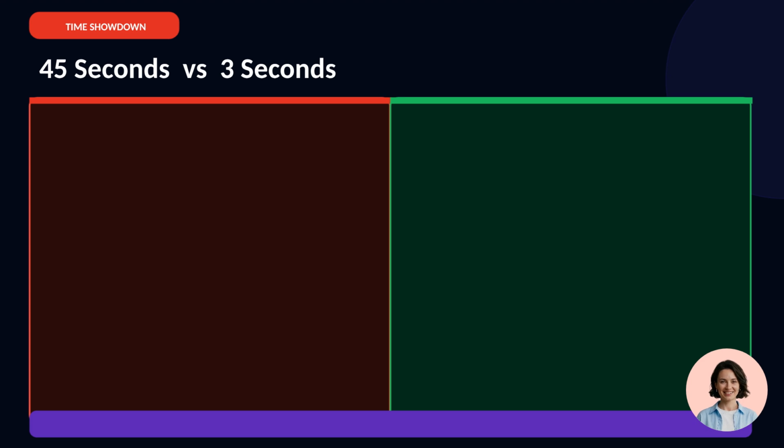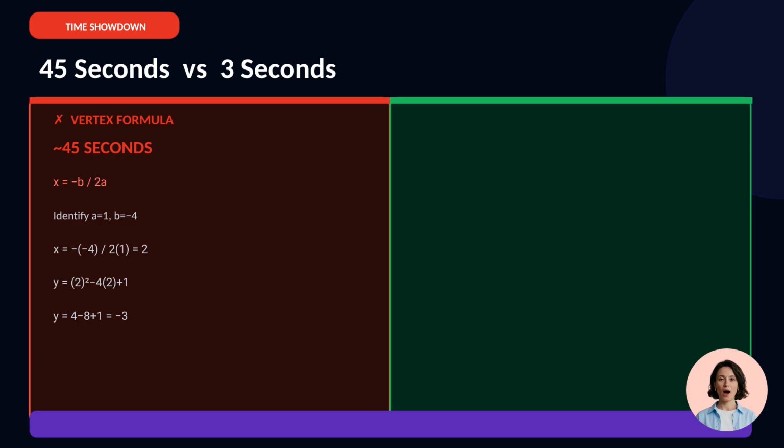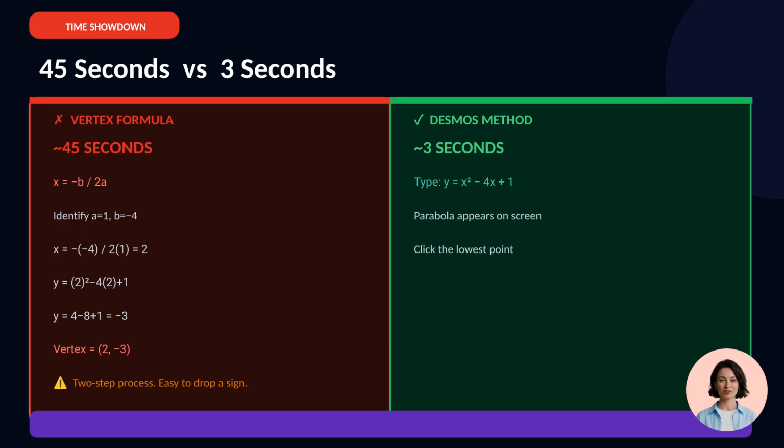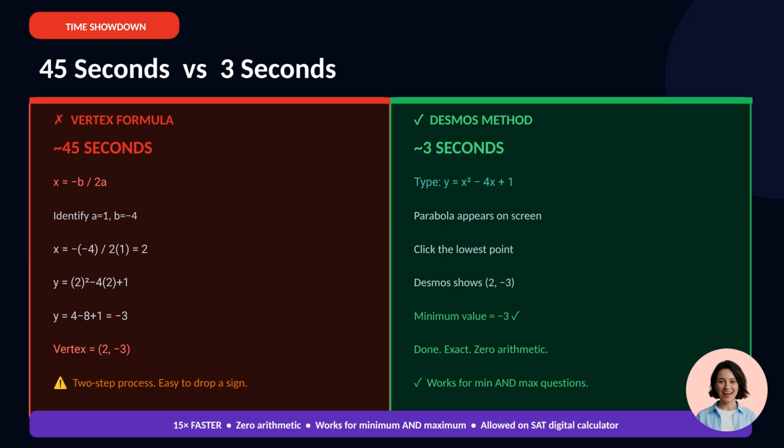Here's the head-to-head. On the left, the vertex formula: identify a and b, compute x equals negative b over 2a. Plug back in for y, watch your signs. 2 steps, lots of room to slip. On the right, the Desmos method: type the equation, click the lowest point, done. 3 seconds, 0 arithmetic. Works for minimums and maximums. And yes, it's fully allowed on the SAT digital calculator.